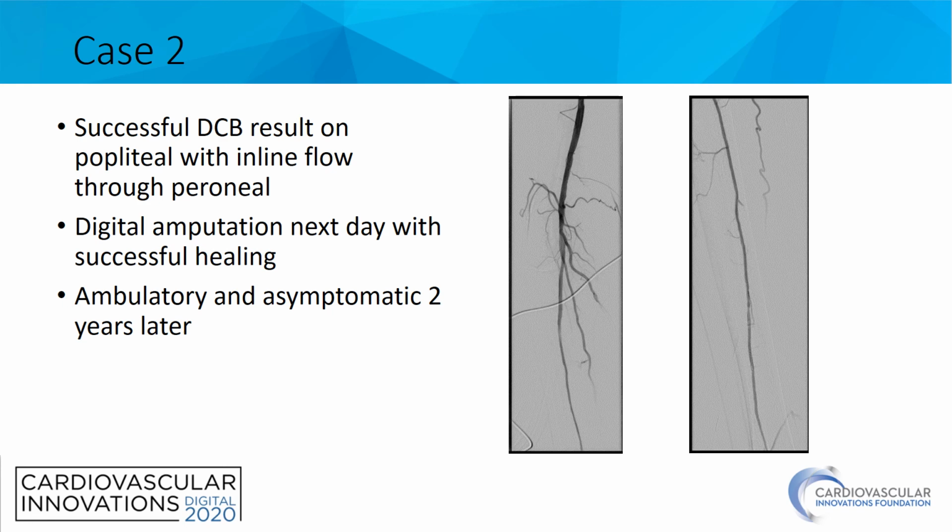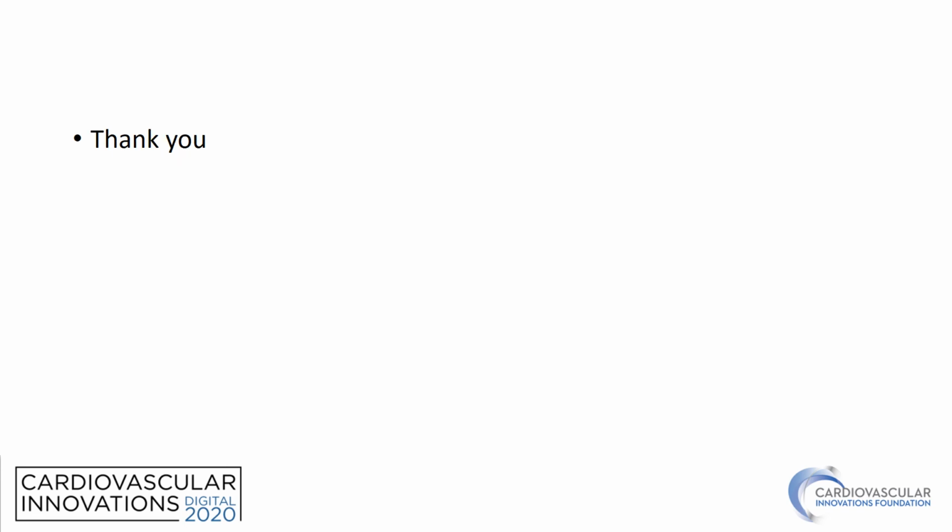We did angioplasty followed by drug-coated balloon angioplasty across the popliteal, and then we had to do some work on the peroneal as well. But in the end, we were able to successfully restore inline flow through the popliteal down into the peroneal. We did not worry about the AT or posterior tibial at this point, given the issues that we had. This patient went on to do well. He received a toe amputation the following day and successfully healed.